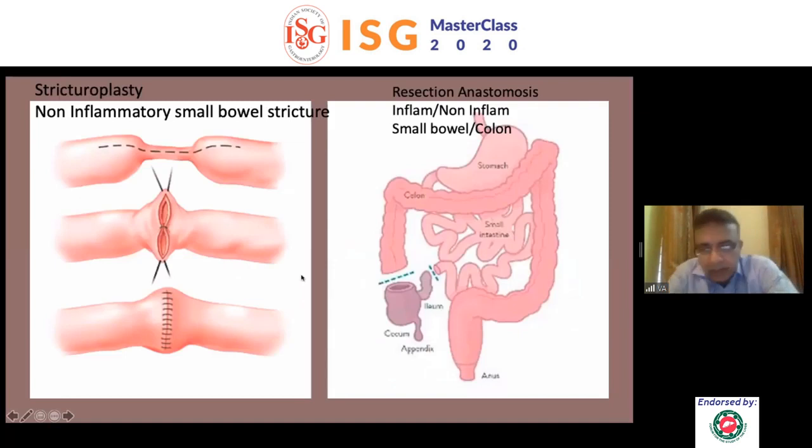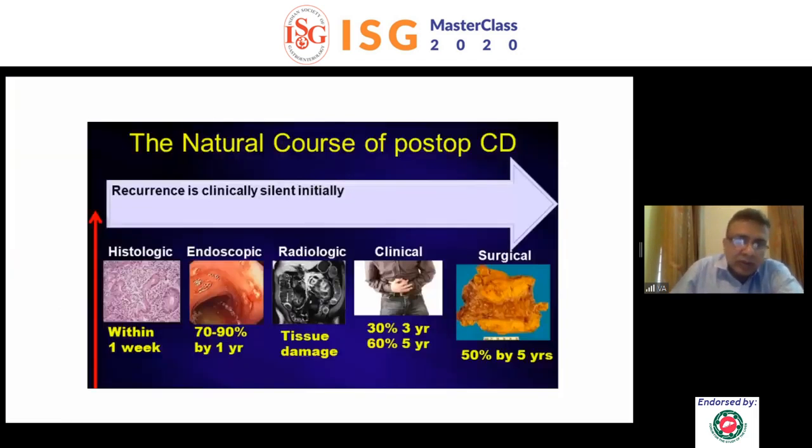If the patient is not amenable to balloon dilatation, you have 2 surgical choices. One is stricturoplasty, which is more appropriate for non-inflammatory small bowel strictures, not for colonic strictures, not for inflammatory strictures. For inflammatory strictures or colonic inflammatory strictures, resection and anastomosis has to be done. Stricturoplasty will not work out.